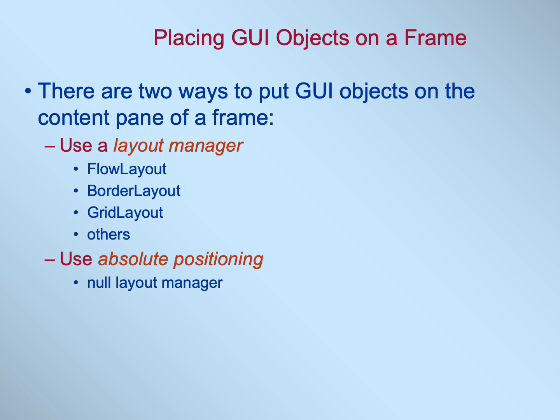Placing GUI objects on a frame. There are two ways to put GUI objects on the content pane of a frame. We can use a layout manager, or we can use absolute positioning. We can fix the size and position of the objects. By using a layout manager, it is easier to adjust how it should look and the place of our objects. By default, we are using flow layout. There is also border layout, grid layout, and also other types of layout.